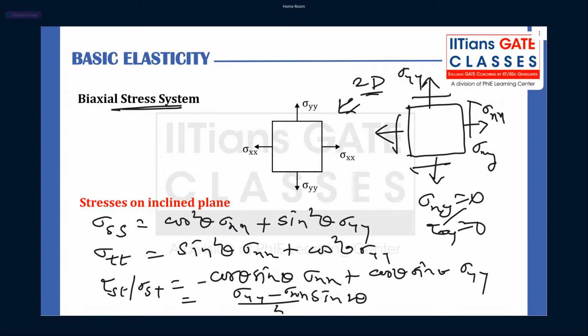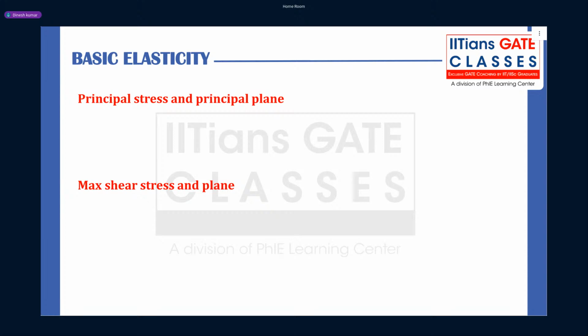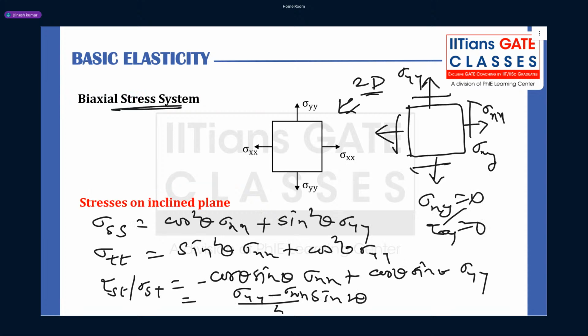Clear? Is it clear? Everyone, yes or no? Quickly. Okay, so this is how I can write my stresses on inclined plane for biaxial stress system. Now guys, what will be your principal stresses for biaxial stress system? You can see there is no shear, right? So what is your principal plane in this case, if there is no shear?